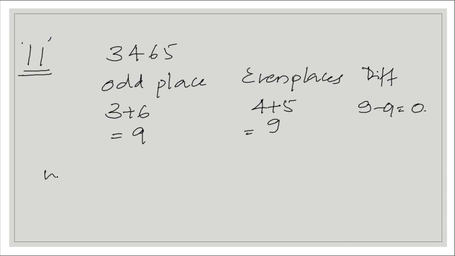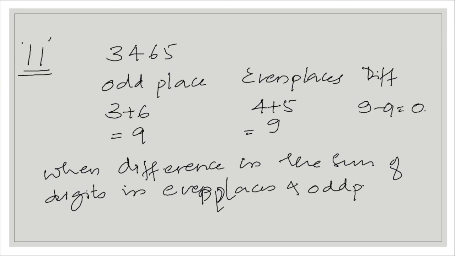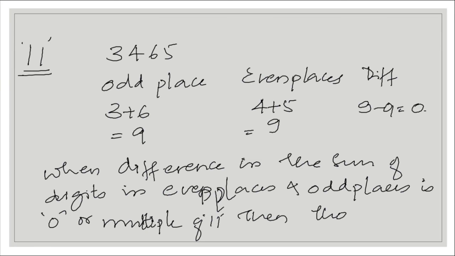When the difference in the sum of digits in even places and odd places is 0 or a multiple of 11, then the number is divisible by 11. This is a test for divisibility by 11.